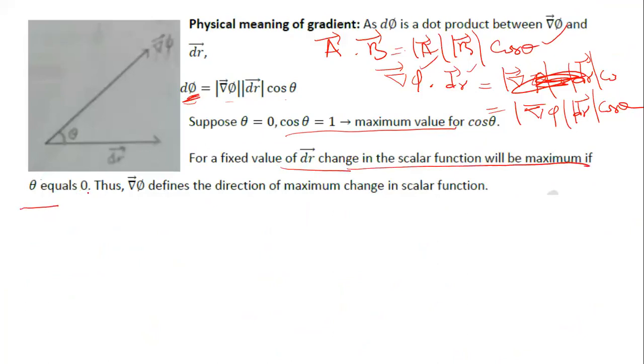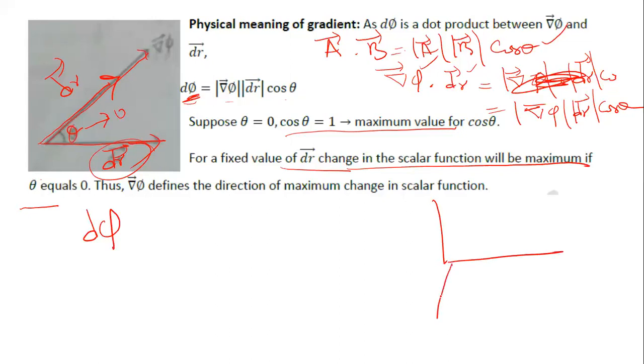if theta equals 0. So let's say this is your dr vector and this is your grad phi vector. If you consider dr vector to be along the same direction as your grad phi direction, that is when your theta here is 0, then you will have maximum change in the scalar function.